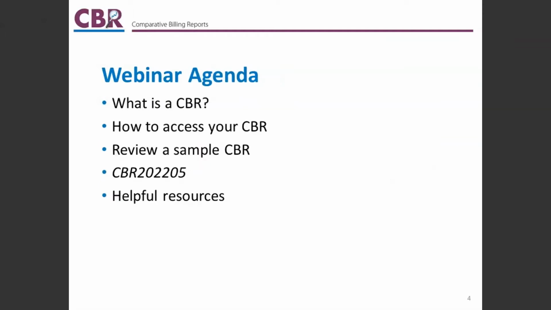To accomplish those objectives, our discussion today will cover the following areas. First, we'll talk about what a comparative billing report is. I will show you how to access your CBR. I do have a sample CBR that we will review so that we can get a good sense of what we're looking at when we review a CBR. Then we'll go into a discussion of this CBR and go through the details of the topic and metrics for CBR 202205. And finally, I will show you some helpful resources should you have any questions following the webinar. So let's get started.